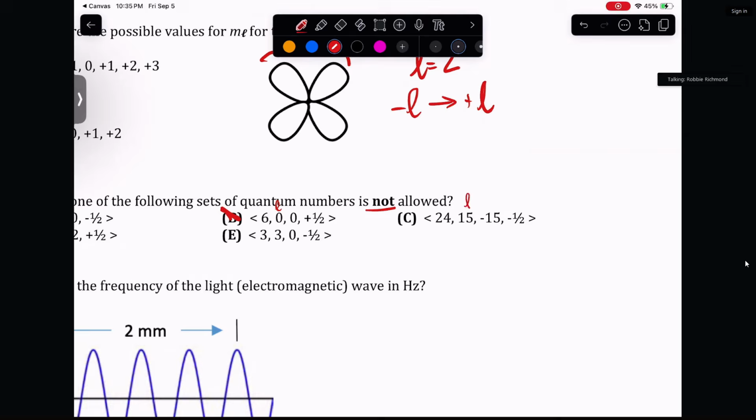15 is our L value, and remember it goes from 0 to n-1. So in this case it would go from 0 to 23. That's allowed. Then, since our L is 15, it would go from negative 15 to positive 15 for ML, so that's allowed, and it has a 1/2 at the end, so that's allowed.